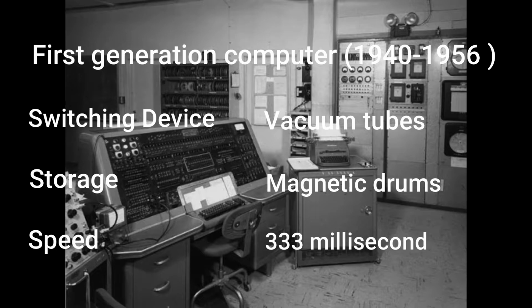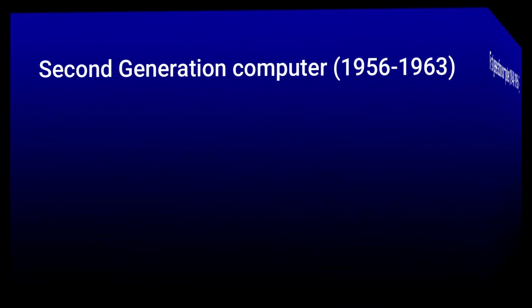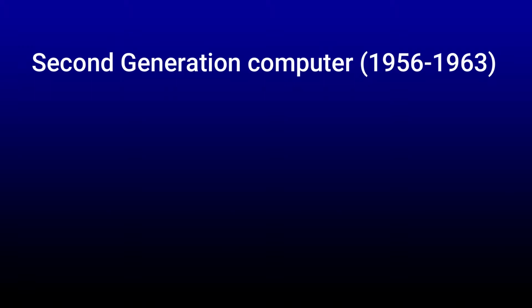The first generation computer has a disadvantage. It releases a huge amount of heat, thereby making the other components of the computer connected to it break down due to continuous heat. Also, it has a very small storage capacity. Due to these problems, the second generation computers were developed in 1956 to 1963.